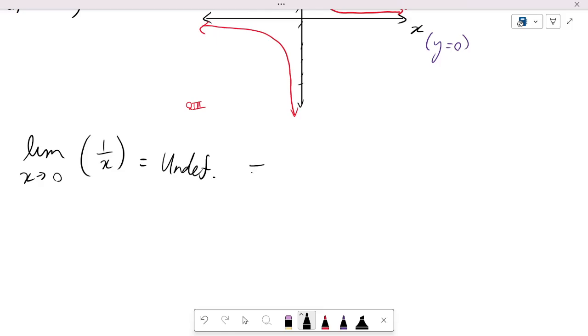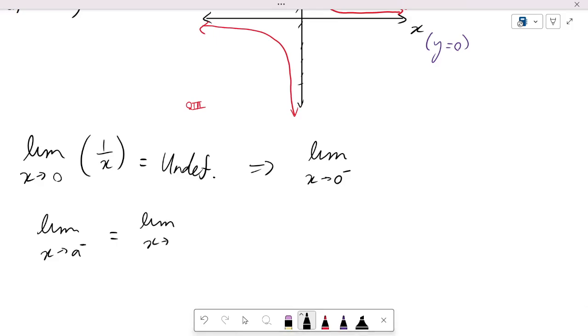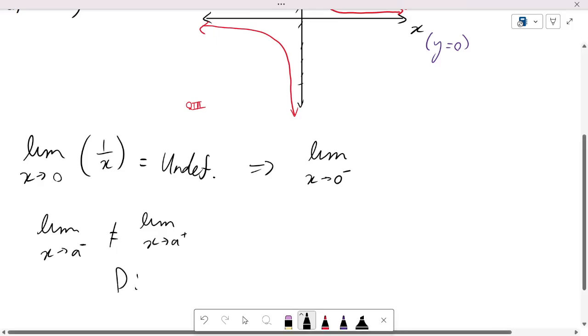But let's first confirm this. So what I want to do is the following. Let's consider the limit as x approaches 0 from the left-hand side. Now the reason I'm taking this approach is because if we are trying to prove that a limit exists, we have to prove that the limit as x approaches any number from the left-hand side is equal to the limit as x approaches any number from the right-hand side. And if they're not equal to each other, therefore the limit does not exist. DNE stands for does not exist. Okay, but let's just do that first, right?